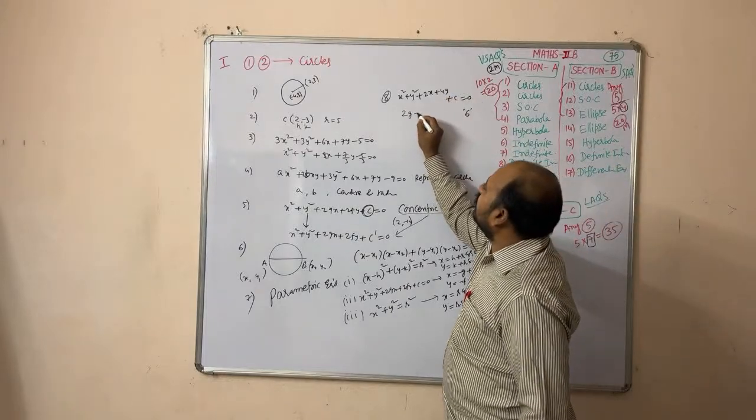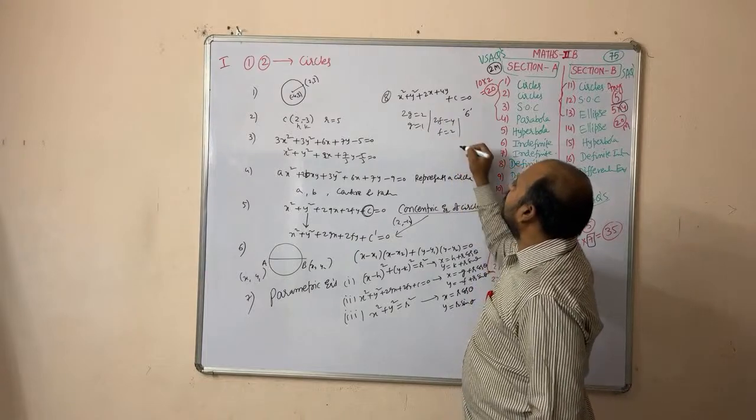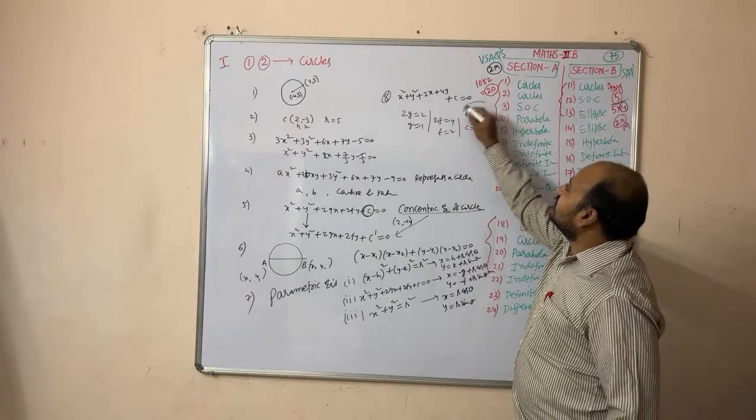So 2g equal to 2. So g value is what? 1, no? 2f equal to 4, f is equal to 2. C is c only. Radius r is equal to 6 is given.